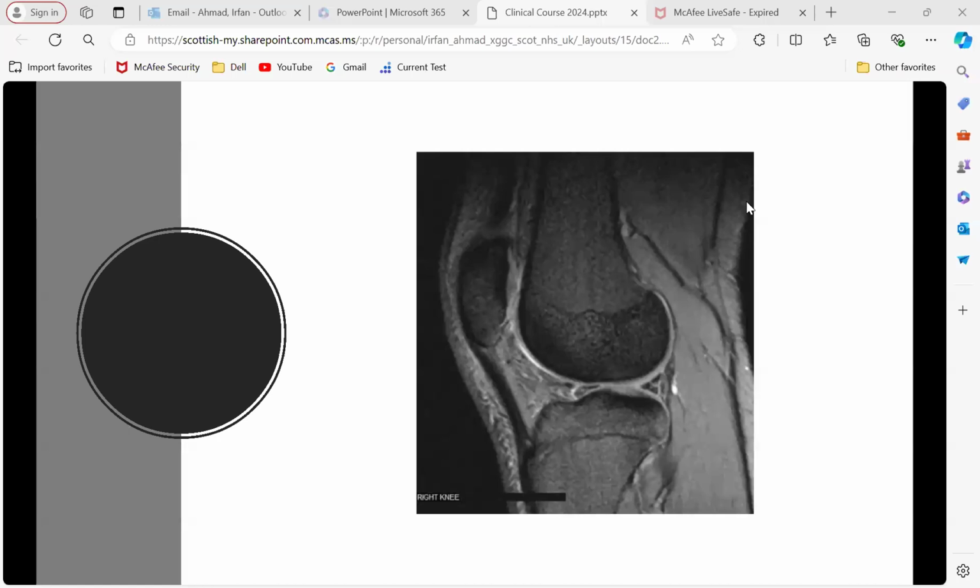Okay, good. How do you know the portals for the ACL reconstruction? Yes, sir. There are the superior lateral, superior medial, and inferior lateral.